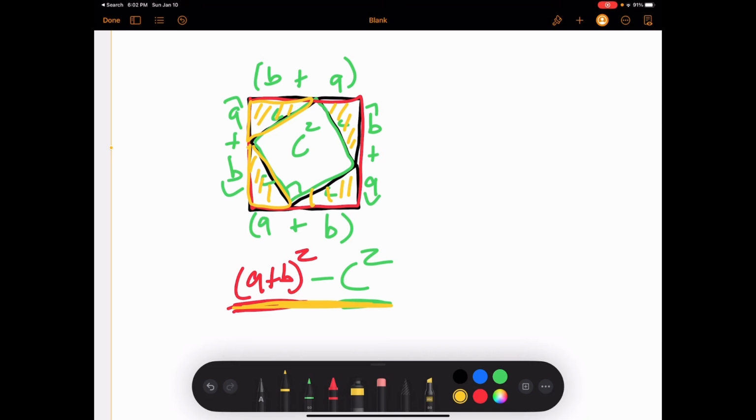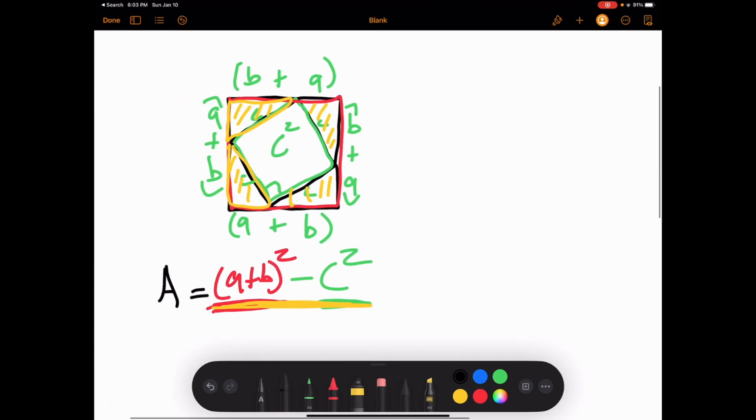So we have something here. We have that the area of the given triangles, let's say the area of the 4 triangles, is equal to (a plus b) squared minus c squared. And now we're going to do a similar thing. We're going to do something a little different. We're going to use a different picture.